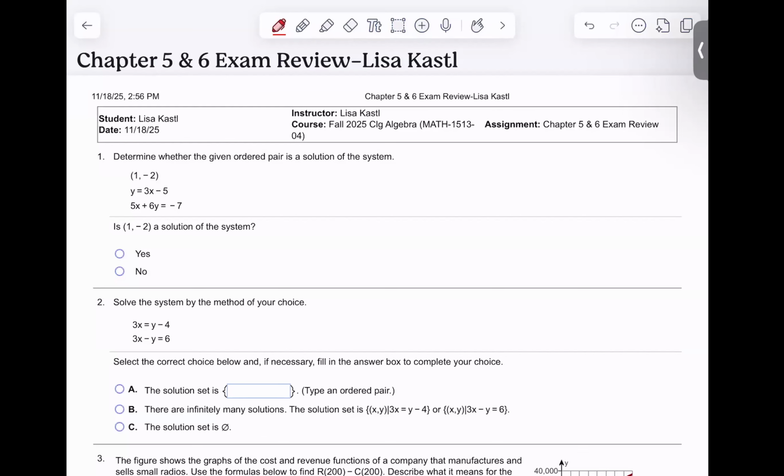Recording in progress. This is the Chapter 5 and 6 exam review for college algebra. Problem number 1. Determine whether the given ordered pair is a solution of the system.